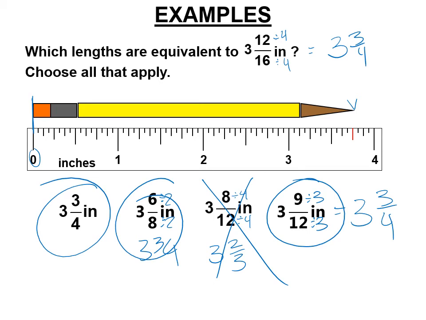All of these, right? This is 3 12/16. But it's also 3 3/4. And that's why it's this long line, because it simplifies to 3 3/4. But it's also 3 6/8. It's also 3 9/12. It's all of those, because they're all equivalent.